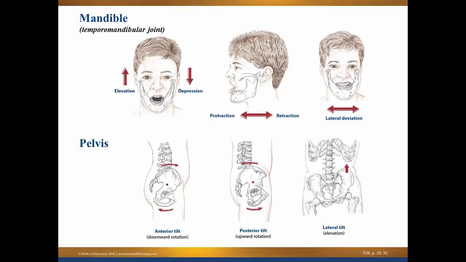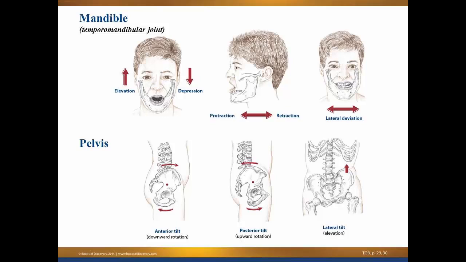But back to our movements. The mandible can elevate or depress. The mandible can protract, go forward, project forward, or it can retract, go backward. The mandible can also laterally deviate, move side to side.